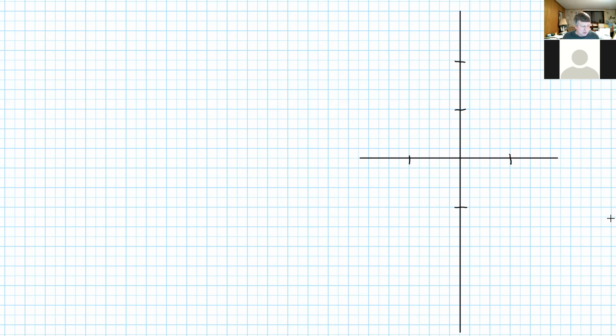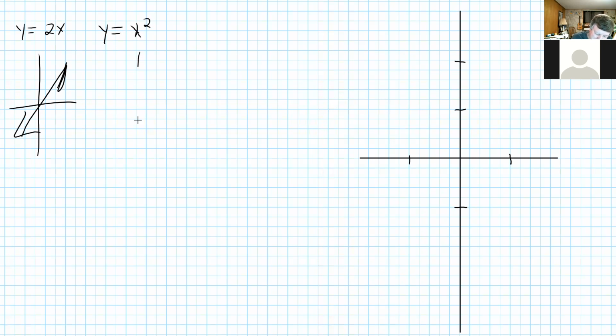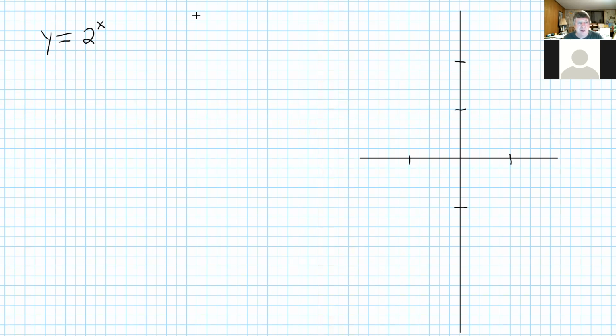We have looked at and talked about linear equations. An example might be y equals 2x, the graph of which would be a straight line. That's not accurate, but you get the idea. We've looked at quadratic or second degree equations like y equals x squared, the graph of which is a parabola. Now we're going to look at exponential equations. They look like this: y equals 2 raised to the x power. Notice that the variable is not the base, the variable is the exponent.